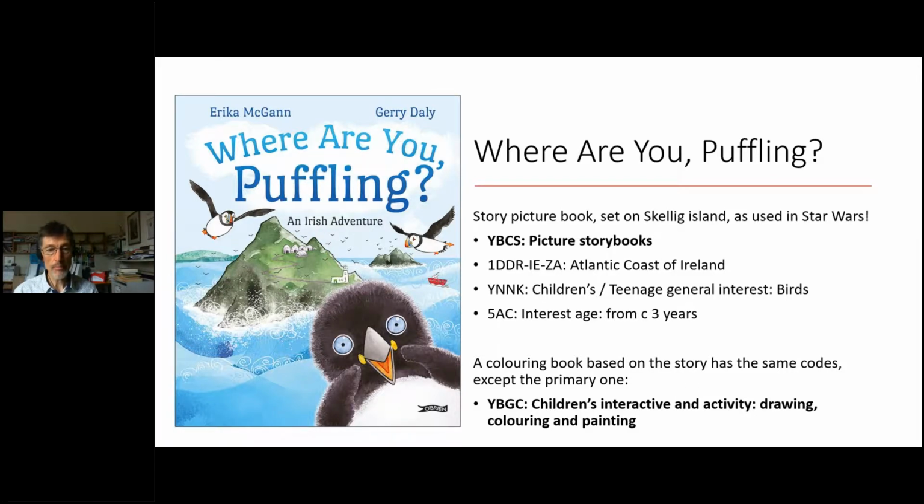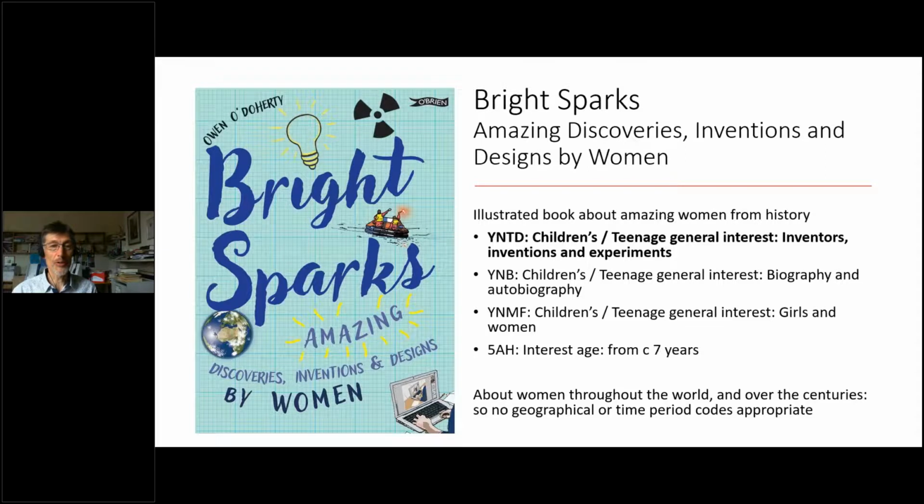Next worked example. This is quite similar to one of Jack's ones in many ways. Bright Sparks, Amazing Discoveries, Inventions and Designs by Women. And it was in discussion with Chris that I realized that actually there was a Y code explicitly about inventors. And then we've gone YNB because it's talking about the people. And I had a bit of a debate about, is this book primarily YNTD or YNB? But we decided that because it's more about the inventions than the people who did the inventing, that we'd put YNTD first. Then there's the biographical bit.